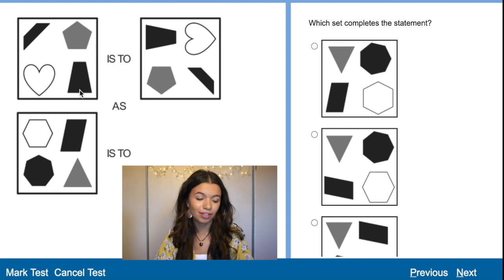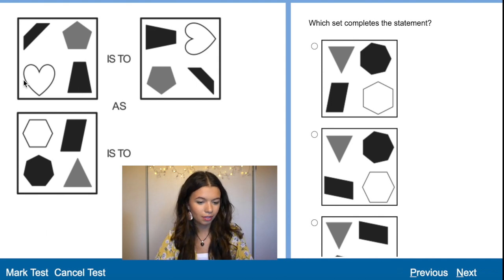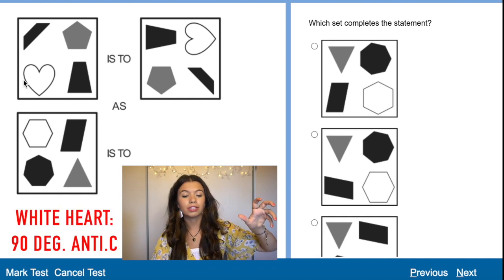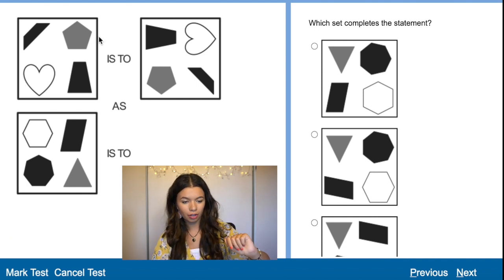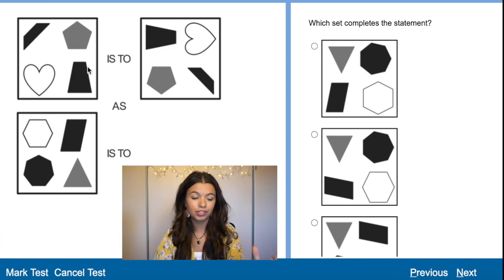The second thing I can notice is that the shapes have somehow been inverted. So the heart here is the most obvious, whereby it's turned 90 degrees anti-clockwise. The pentagon, though, has done a full 180. So perhaps each shape has a different attribute attached to it. So, okay, forget that for a second.